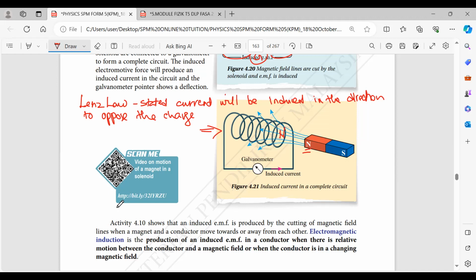What that means? Since I want to push the magnet in, it will induce a north pole so that it opposes our activity. So we want to plug the magnet into the solenoid, but then the solenoid will try to push the magnet away. In order to push it away, this has to be a north pole. Do you understand? Can you follow, students?